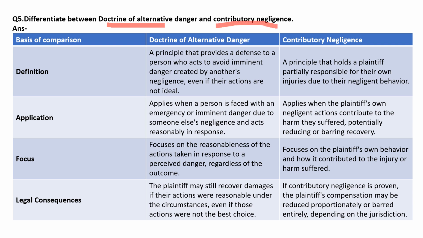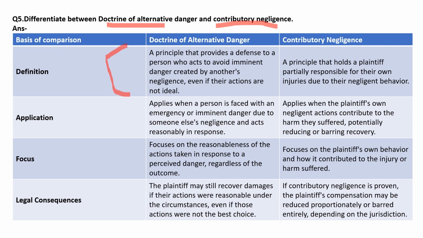Basis, we will discuss it in a tabular form on the basis of comparison and what are they for both of them. Definition, doctrine of alternate danger. It is a principle that provides a defense to a person who acts to avoid imminent danger created by another's negligence, even if their actions are not ideal.